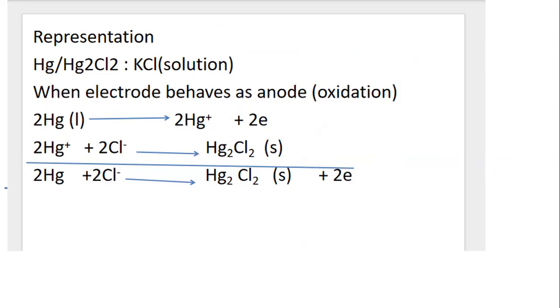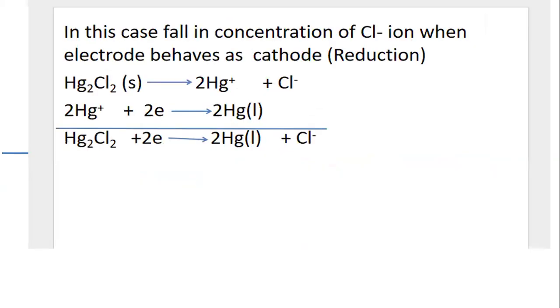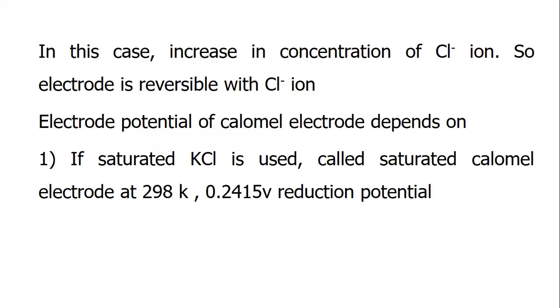When the electrode behaves as the anode, it loses electrons and reacts with chloride to form calomel. In this case, there is a fall in the concentration of chloride ion. When the electrode behaves as the cathode, reduction, it produces mercury. In this case, there is an increase in the concentration of chloride ion, so the electrode is reversible with chloride ion.